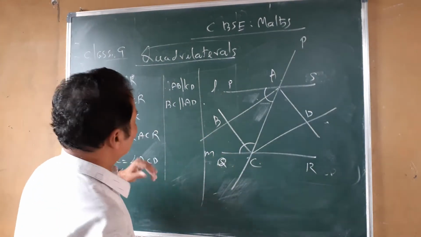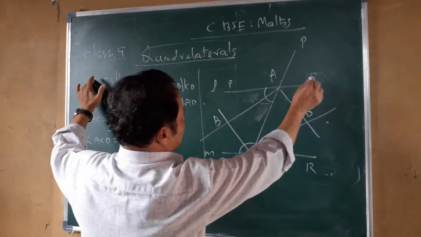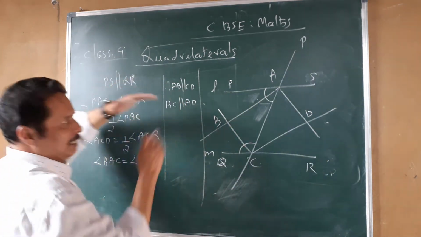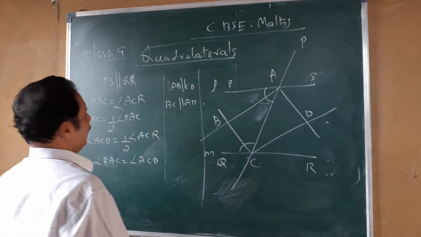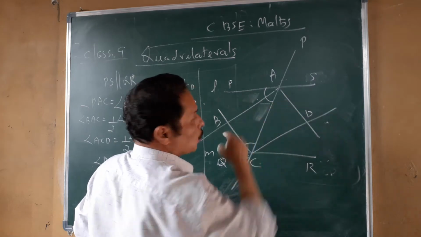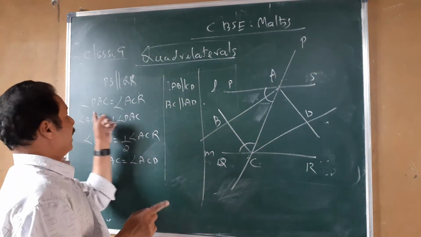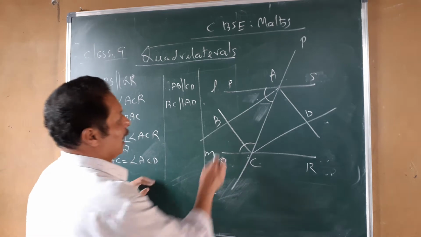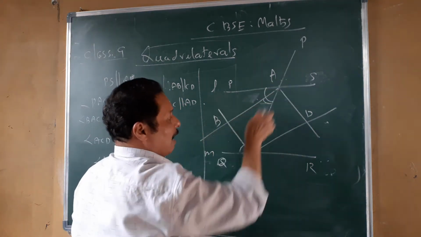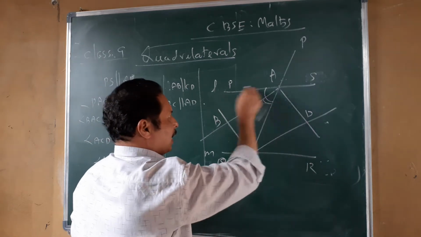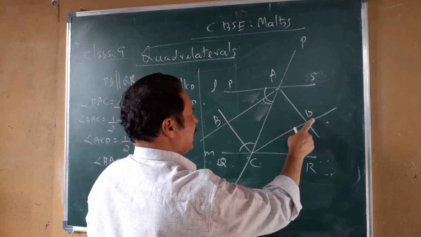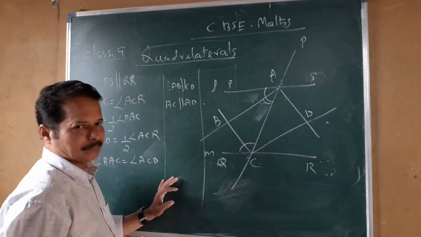Are you ready? Now, PS is parallel to QR, as given. The lines are parallel. Angle PAC and angle ACR, these two angles you studied as alternate interior angles. Angle BAC is an angle bisector, so it is half of angle PAC. The smaller angle is half of this angle, as given. Similarly, angle ACD is half of angle ACR.